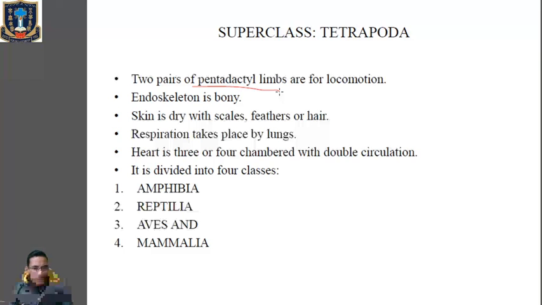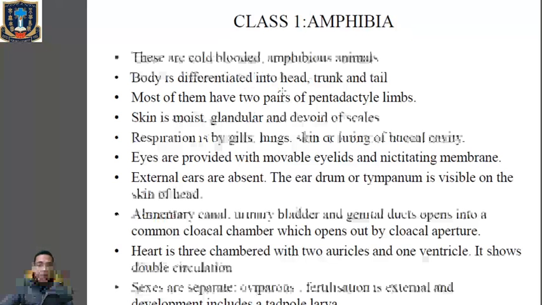Now this superclass Tetrapoda is divided into 4 classes. Class 1 is Amphibia, class 2 is Reptilia, class 3 is Aves, and class 4 is Mammalia. We will go through the characteristics of each class under the superclass Tetrapoda. So let's begin with the first class, that is class Amphibia. As the name suggests, they are amphibious. They can live both on land and in water.